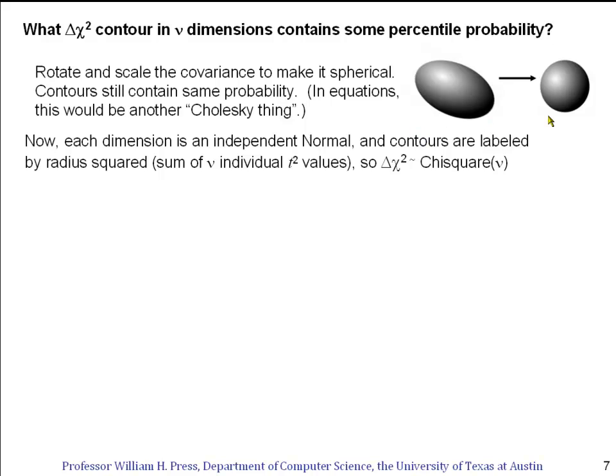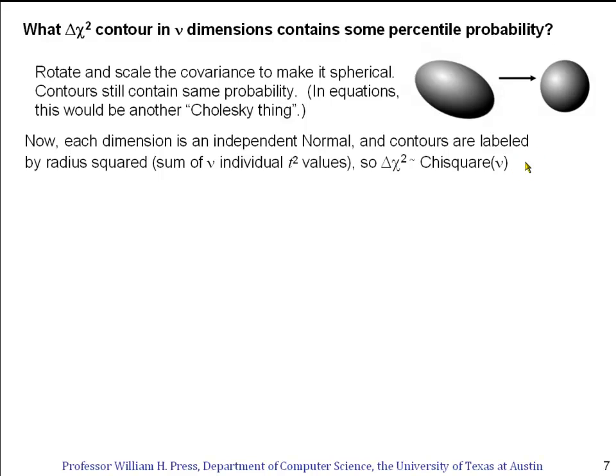Well, once we've done that, then each dimension in this sphere, or hypersphere, is an independent normal distribution. They're independent because it's spherical, and they're normal because any affine scaling or rotation of normal distributions is also normal. And now in this spherical space, you can see that the contours are just labeled by the square of the radius because it's a sphere. And the distance out to any radius is given by the sum of nu independent t-squared values. In other words, delta chi-squared in this space is distributed by our favorite chi-square distribution.